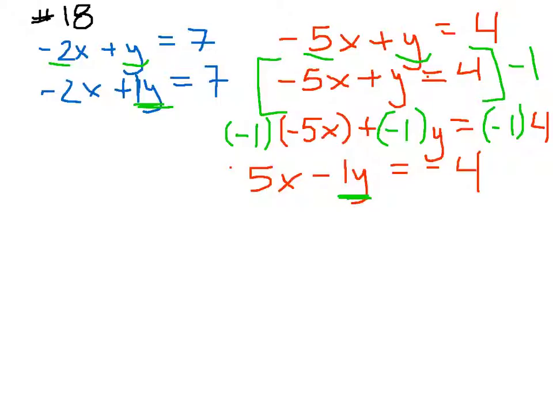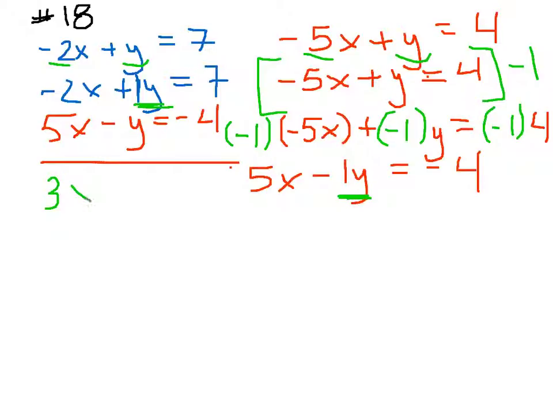All right, so I'm going to line them up, and then I'm going to eliminate that variable. So I have 5x minus y is equal to negative 4. And I come over here and add them up. Let's make the math that we do in a different color. We have negative 2x plus a positive 5x, which gives us 3x. We have y minus 1y, which gives us 0y. And we have 7 minus 4, which gives us 3. I end up with 3x is equal to 3.